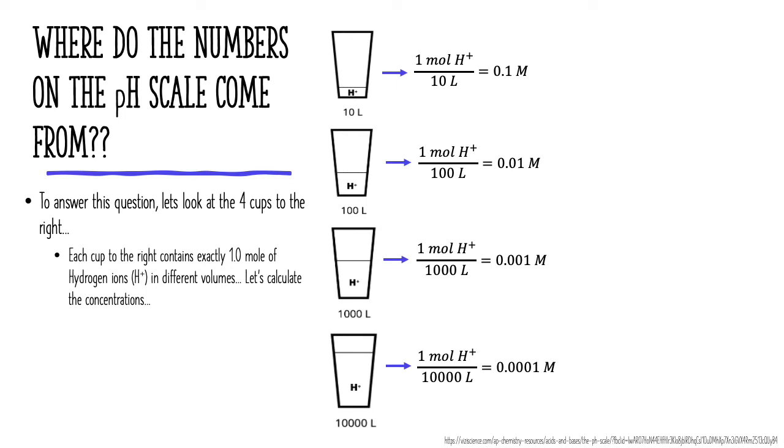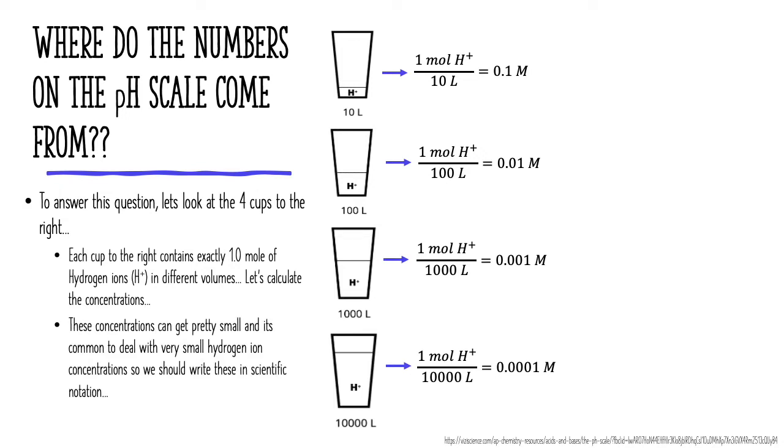Remember, in chemistry, when we calculate concentration, we like to use molarity, which is moles of solute for every liter of solution. In this case, I'm taking our 1 mole of hydrogen ions and dividing it by the volume of each cup. If we take a look at the molarity values, we notice that they begin to get really small. And if we continued to dilute this solution more and more, they would get even smaller.